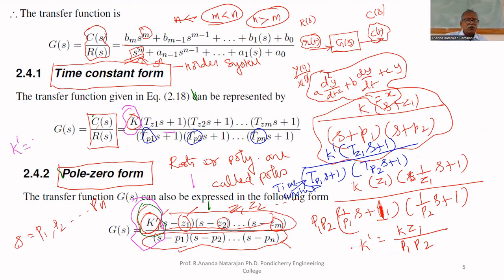K dash equals k multiplied by z1 divided by tau 1, tau 2 for a second order system. Therefore, k is not equal to k dash. In pole zero form, k is not the correct value. In time constant form, k is the correct value of the static gain. I understand this point.